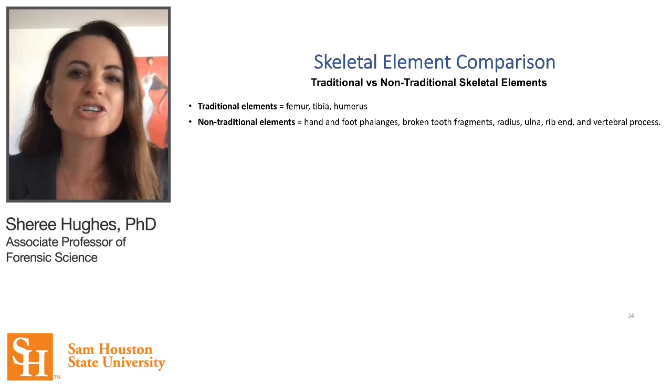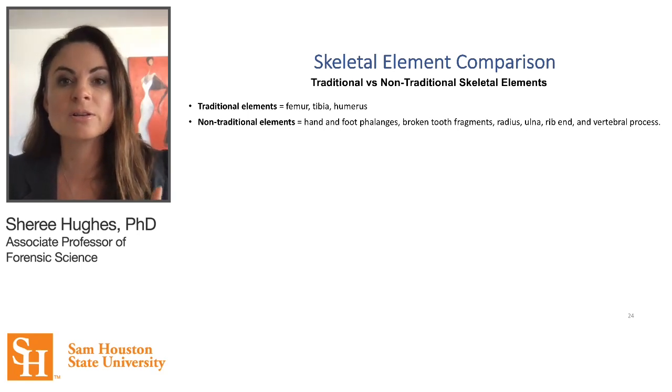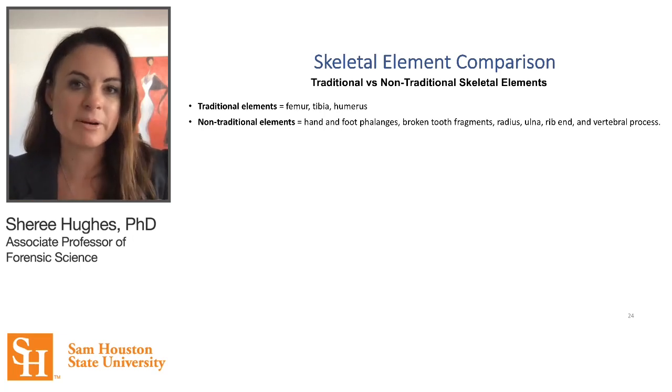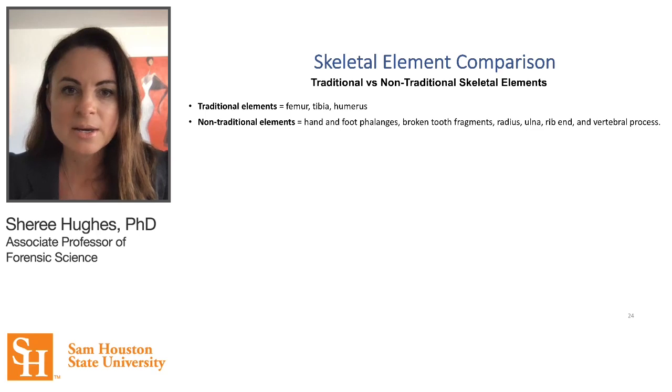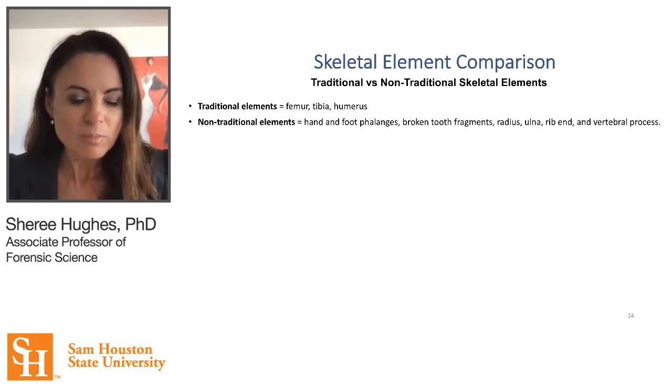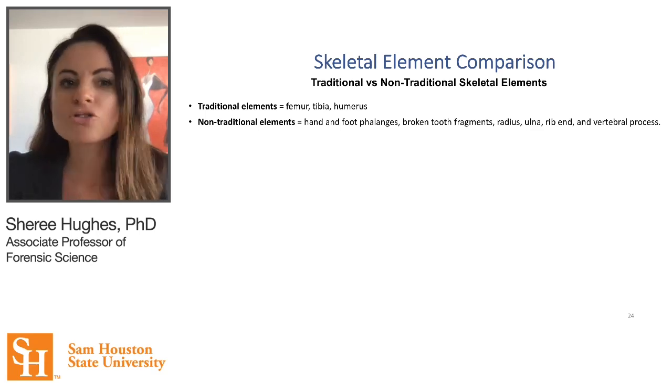Then an interesting observation we had was looking at these traditional versus non-traditional skeletal elements for extraction. So our traditional elements are your long bones, your compact bones, the shaft of your long bones, that are weight bearing. So traditionally your femur and your tibia, but also your humerus. But we also wanted to look at your non-traditional bones.